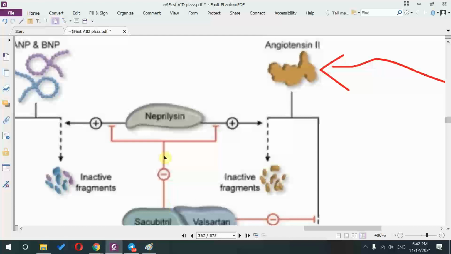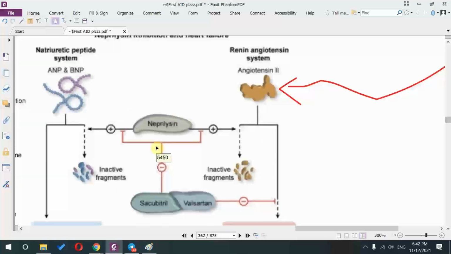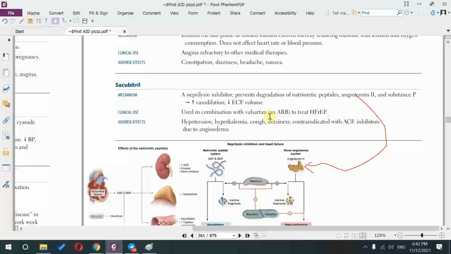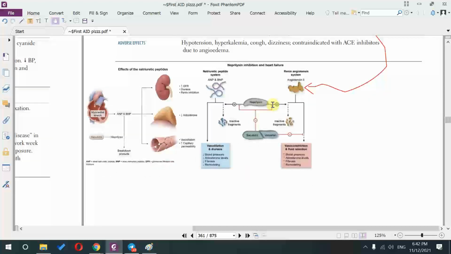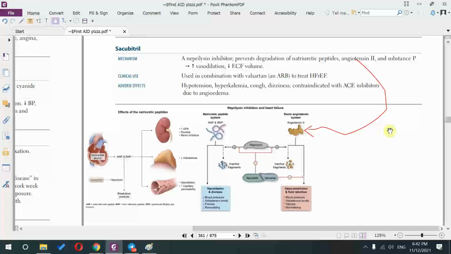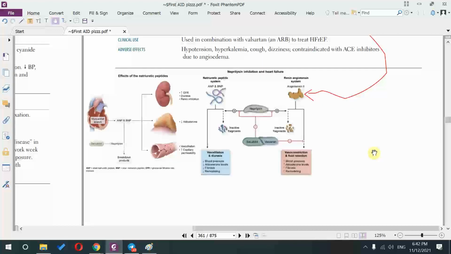So if you give sacubitril alone, it will inhibit neprilysin. Neprilysin inhibition will prevent degradation of angiotensin 2. You will have more angiotensin 2. Also, it will prevent the degradation of ANP and BNP. So, if you have more angiotensin 2, what will happen to the level of aldosterone? Increases.